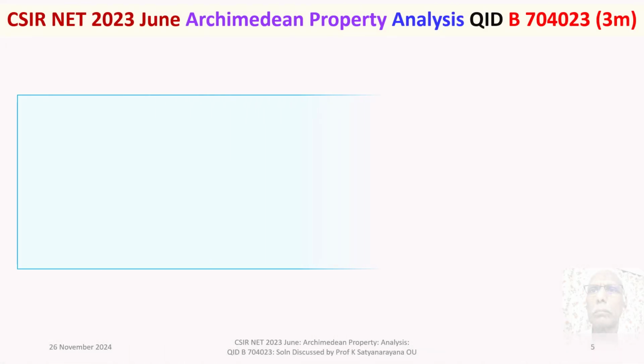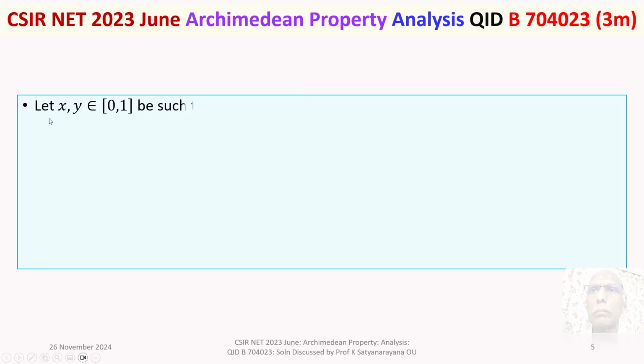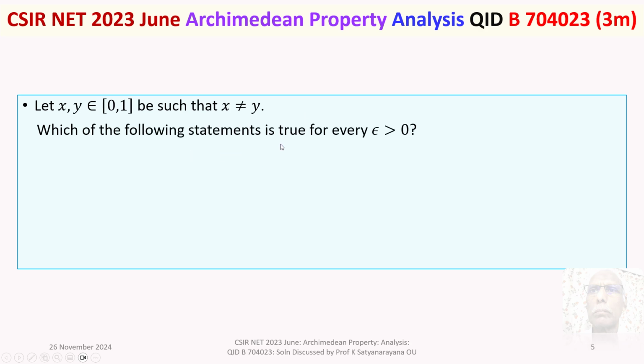The given question is: let x, y belong to the closed interval [0, 1] be such that x not equal to y. Which of the following statements is true for every epsilon greater than 0? We are given 4 options.